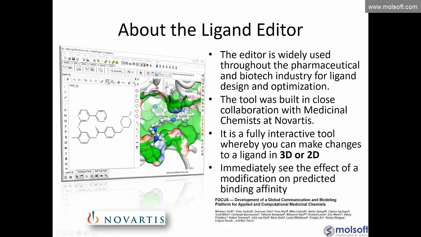Then you can start modifying the compound. You can modify the chemical in 3D, where you just click on an atom and it will change or delete, or you can modify it in 2D in this left-hand panel. You'll immediately see the effect of the change on the docking score, and this will give you an indication of whether the modification is good or bad, or you can monitor the changes here.